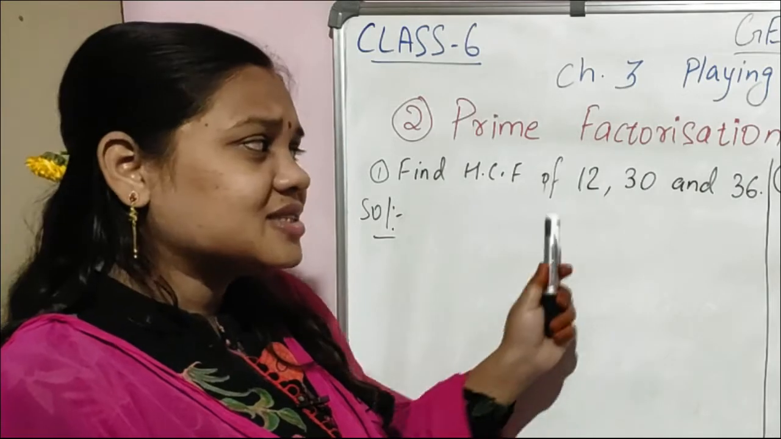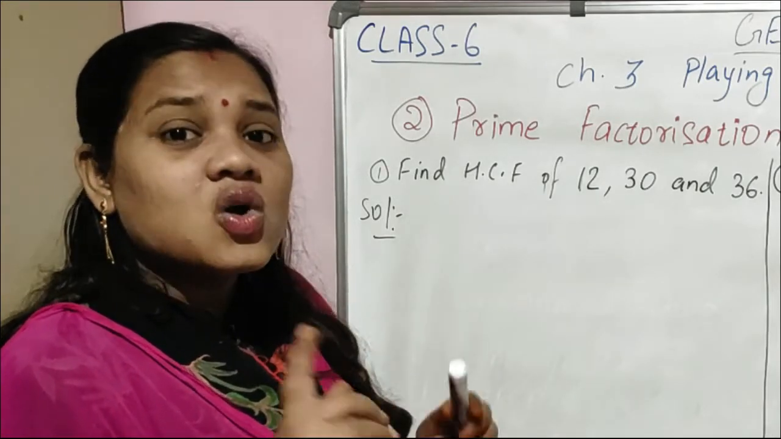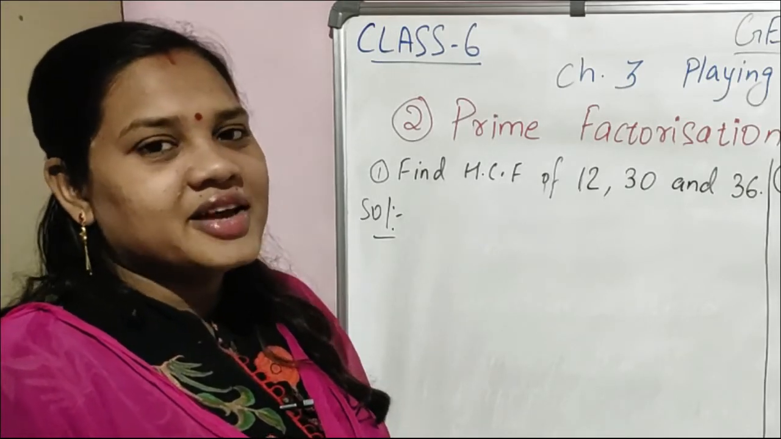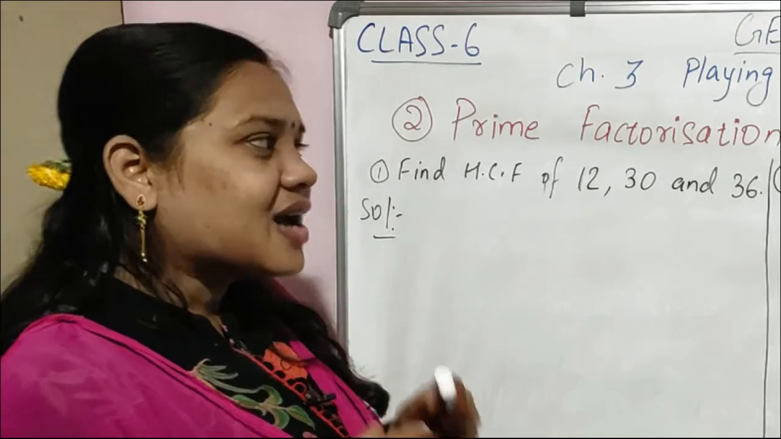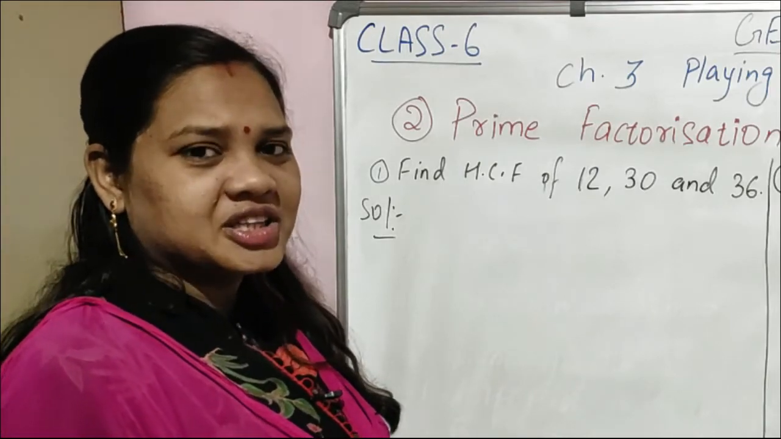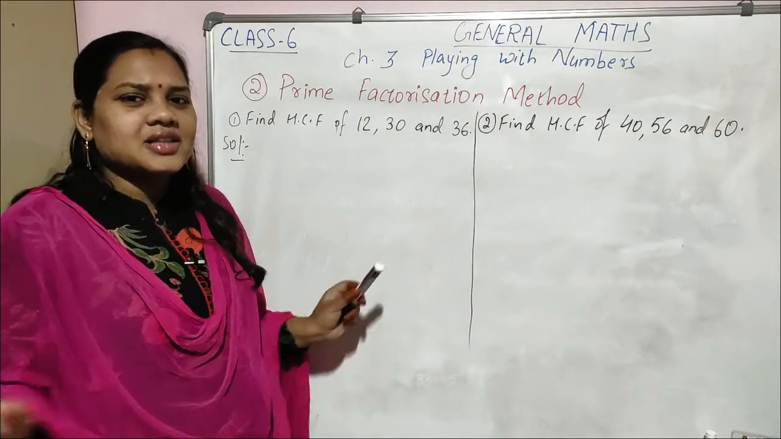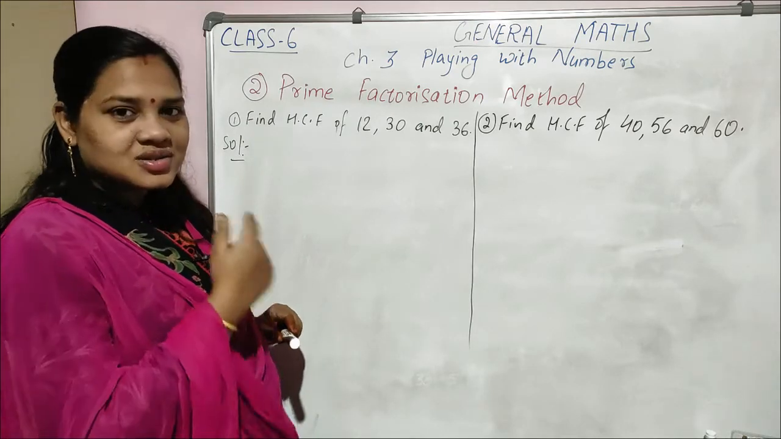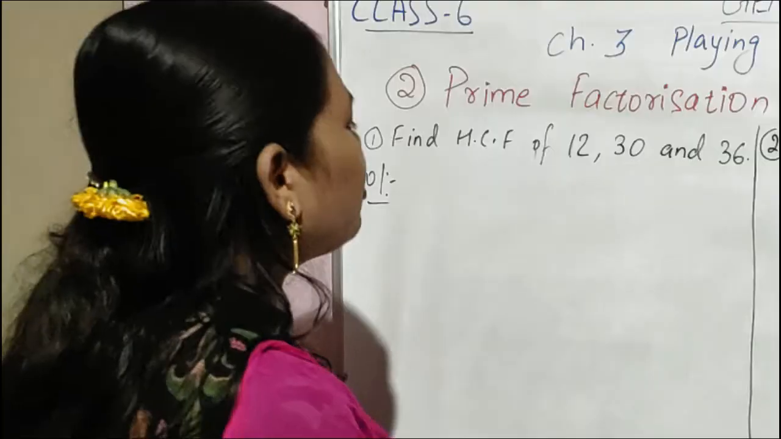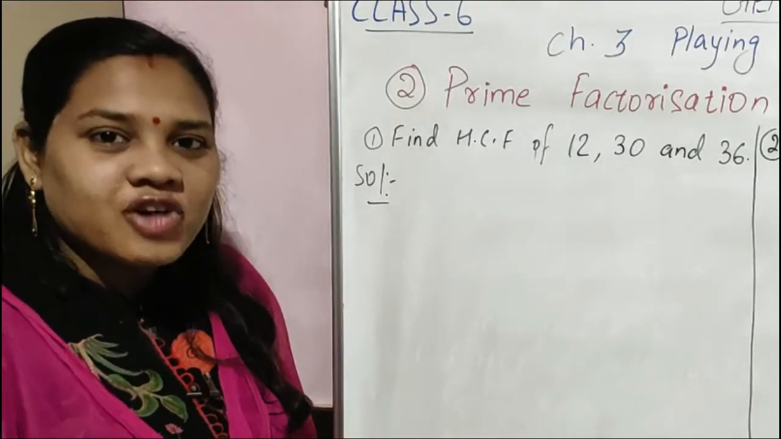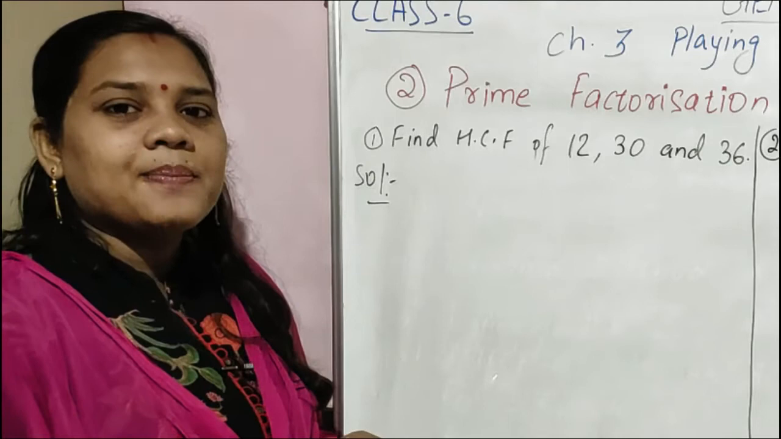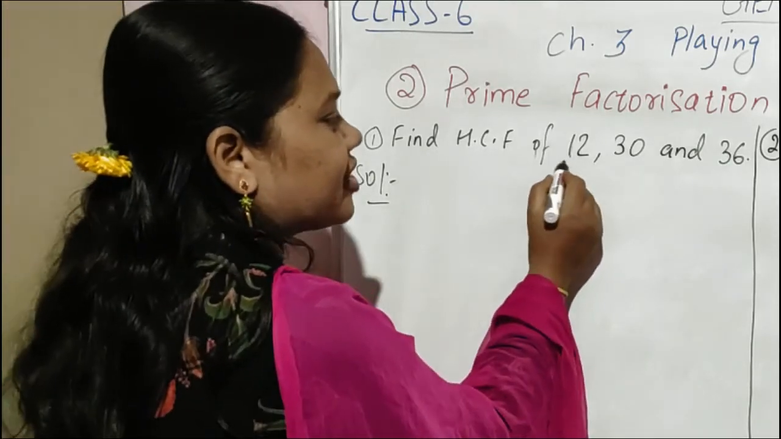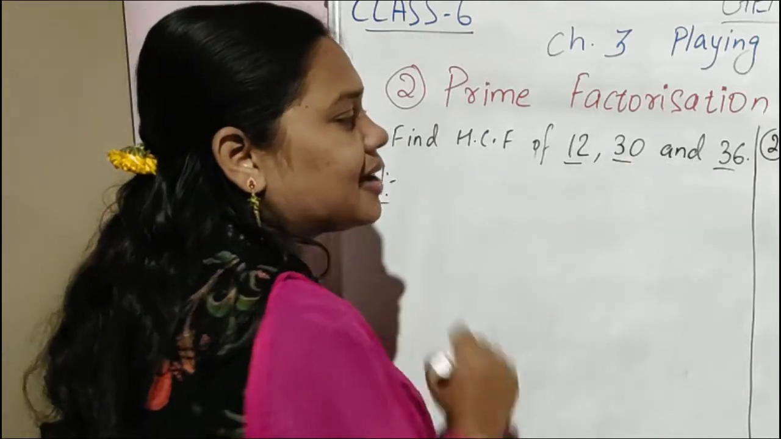Recently we did the HCF of these three numbers by use of common factor method. What HCF did we get? We got the HCF 6. But now we will do it by prime factorization method. One thing remember, children, any method you use, you will always get the same answer. So let's see now whether 6 is coming as HCF or not. So what is step 1? First step is find the prime factorization of the given numbers. So we have to find prime factorization of 12, 30 and 36.